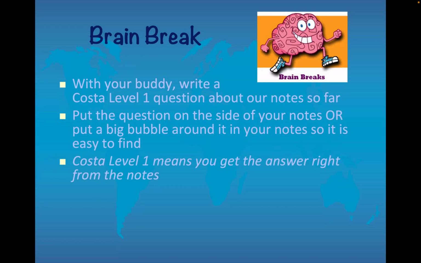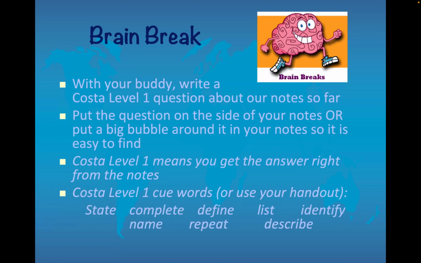The Costa level one means it's something you could look up right in the notes. Here's some keywords. You could do a definition or a describe. List two things that are happening that are tipping points. That would be an example of a level one question because you can get it right from your notes.